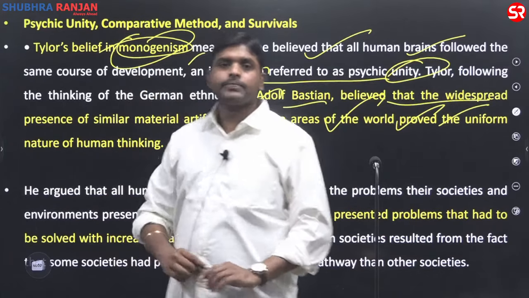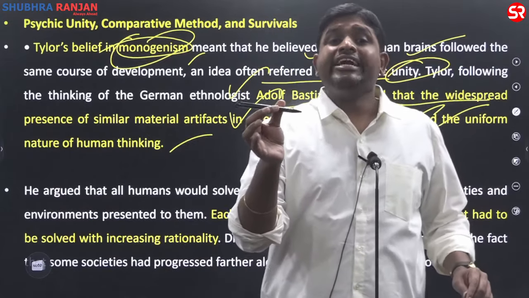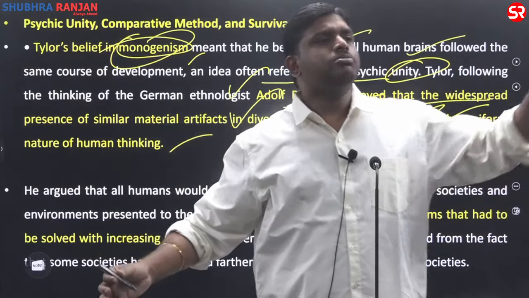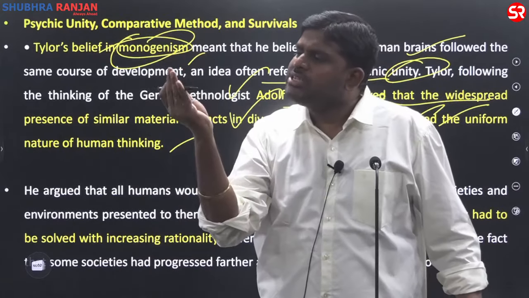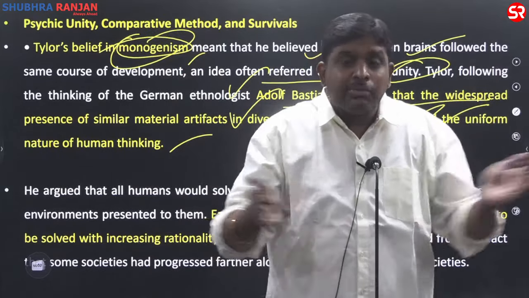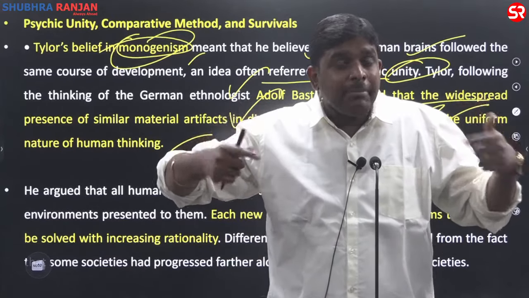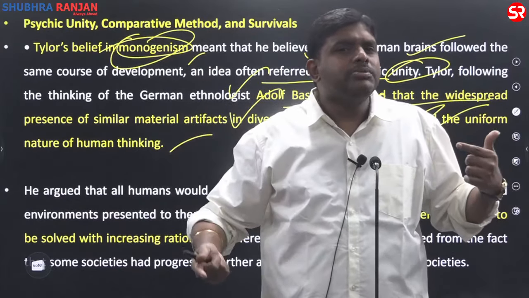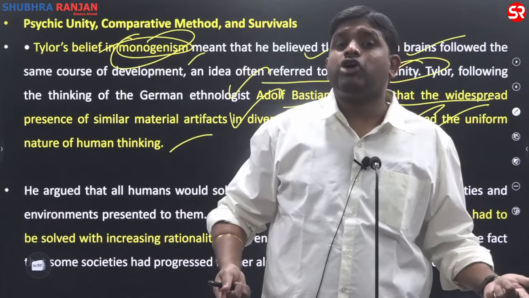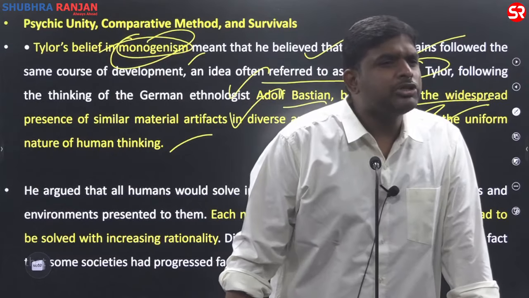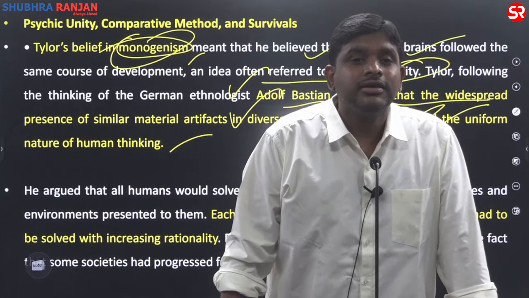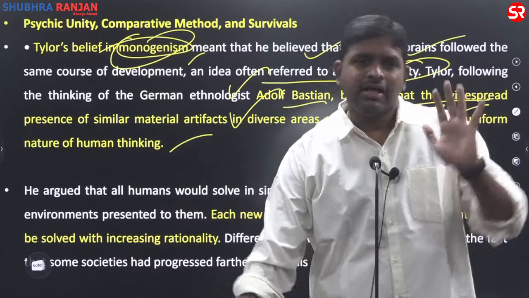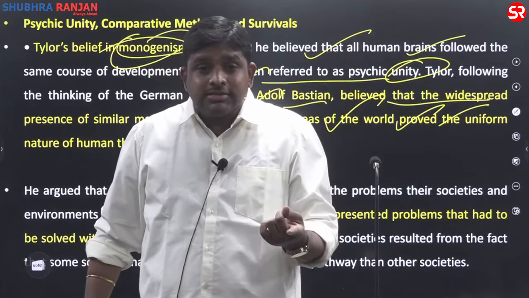How did he conclude it? Material objects he started comparing. The material objects in Europe, the material objects in Africa, the material objects in Asia: how the man went for hunting, whether the objects are same, how man went to do fishing, whether the boats are same. So he started comparing the material objects. When the material objects are similar, then he thought, so why will man be making the same material objects? Because the man's thought process is same. Why will the man's thought process be same? In order to satisfy his needs. That he named as what? Monogenism. The idea is psychic unity of mankind, but what he named it as? Monogenism.